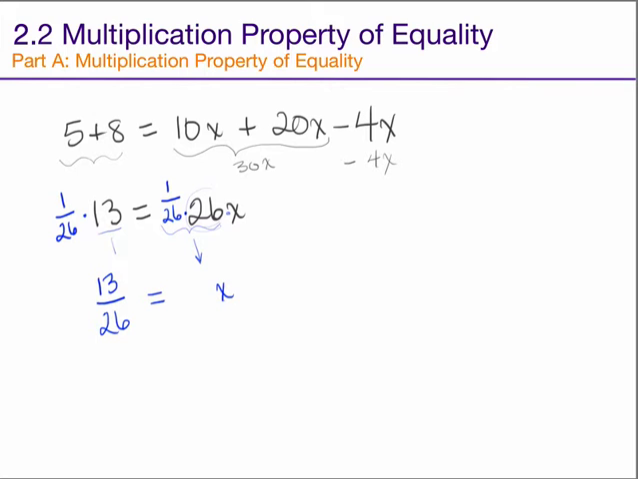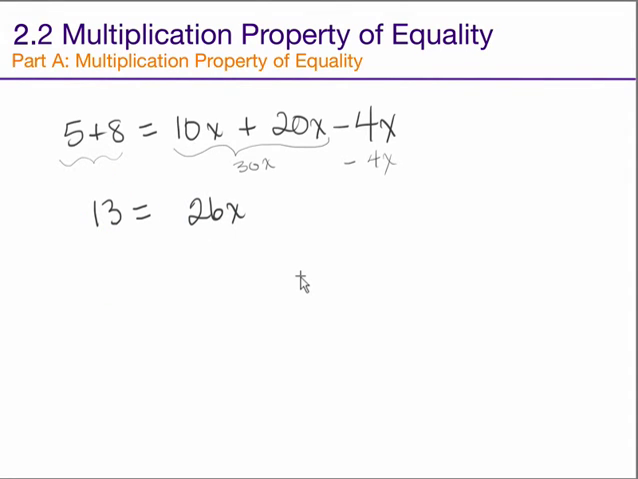That, of course, reduces. 13 goes into 13 once, and 13 goes into 26 twice. So 13 over 26 is the same as 1 over 2. My final answer? X equals 1/2. I could just as easily have written 1/2 equals x for my final answer. They're both correct. I want to take one last look at this same question.